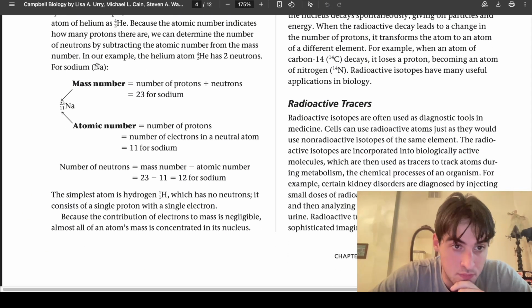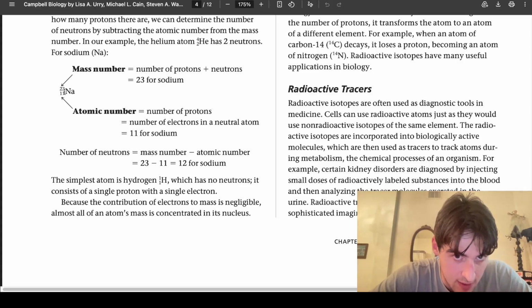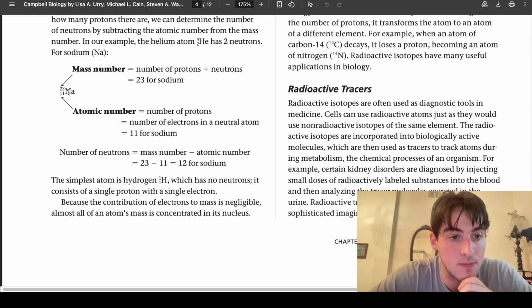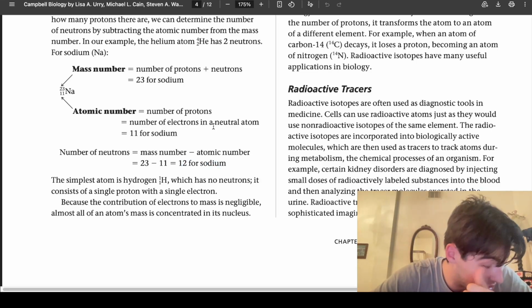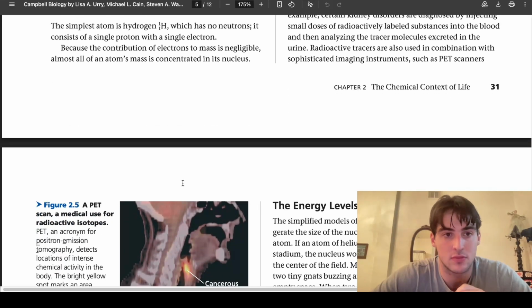For sodium, mass number, it's 23. All right, let's take a guess here without looking at the rest of the words. So 23 11Na. So that means the sodium has 11 protons, 23 total Daltons. So that means 23 minus 11 is 12 neutrons. Number of neutrons equals 12 for sodium, 11 protons. So we were right.